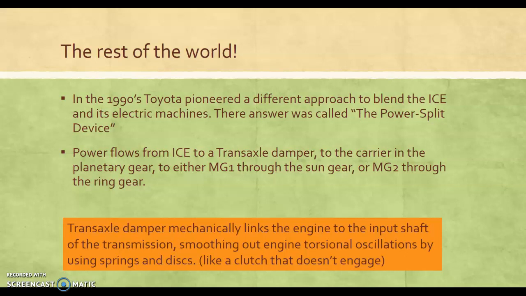Think about the ICE. It doesn't provide power smooth through the 360 degrees. It's going to have power pulses when each cylinder actually fires on the power stroke. So in a 4-cylinder engine, it's only going to be every 180 degrees, right? So every 180 degrees, it gets a power pulse. That can be rough. Electric motors don't like that roughness, so they put in this damper, with springs in this disc, to take out those torsional oscillations.